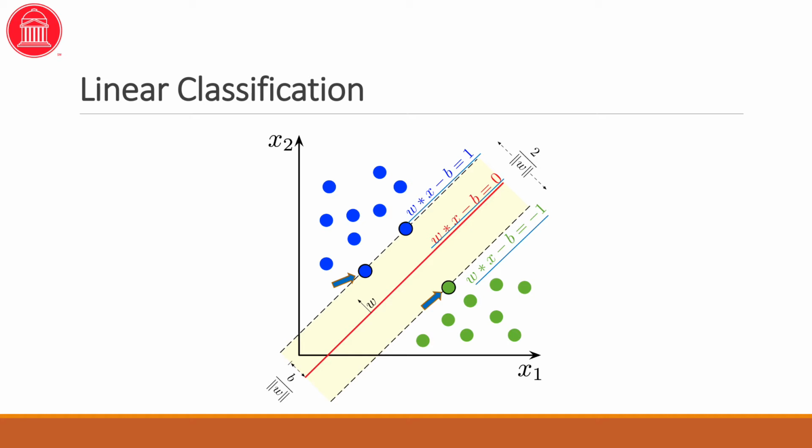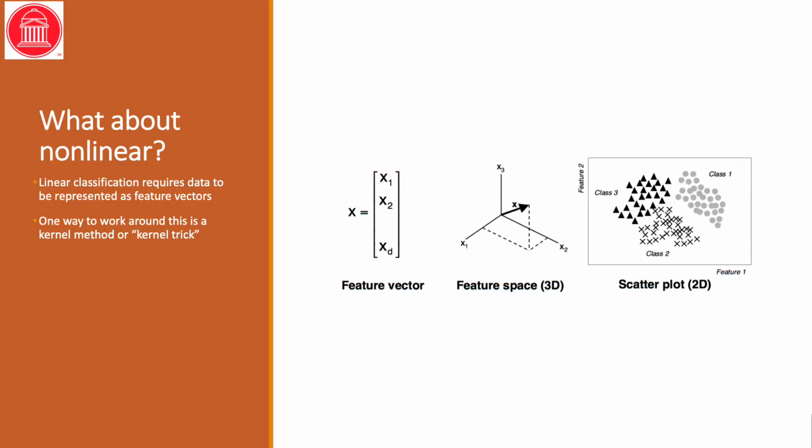So in linear classification, as I mentioned, the underlined equation is used to create the hyperplane, with W representing the normal vector to the hyperplane from the decision boundary. So the equation is therefore derived using these support vectors that I've highlighted on the screen. So what about nonlinear? Linear classification requires data to be represented as feature vectors. You can see that on the screen here. This is the feature vector that we use to define our support.